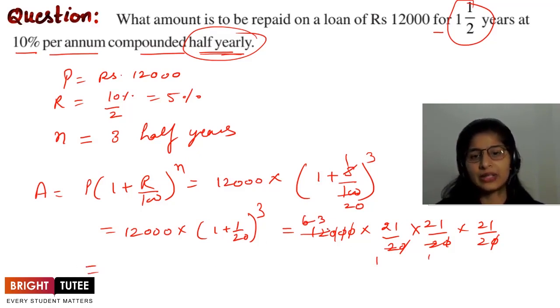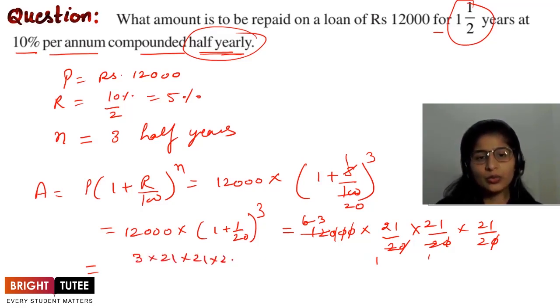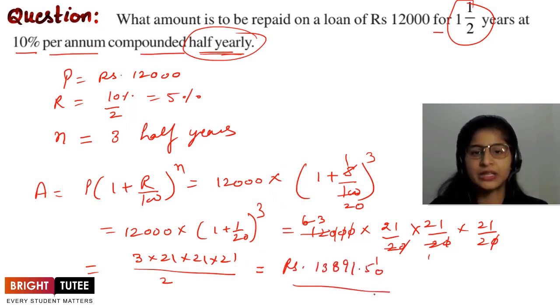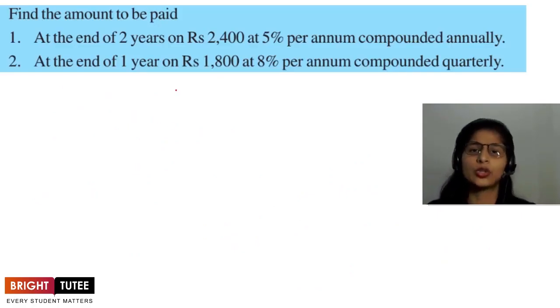Now you have to multiply 3 with 21 into 21 into 21, and we have to divide that by 2. So we get 3 into 21 into 21 into 21 divided by 2. We'll multiply 21 by 3, and then 21 and 21, and divide by 2. Let us solve it. After solving it, we'll get rupees 13,891.50. This will be our answer. Clear? Let's move ahead with other questions now. Let us now practice 2 more questions.